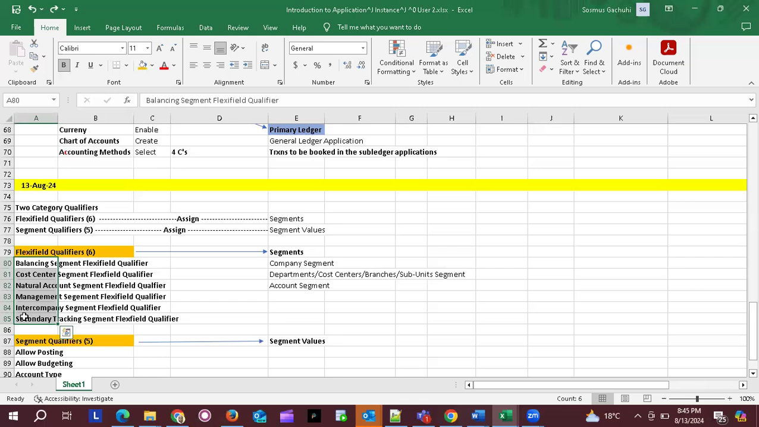Flexfield qualifiers. So at the end of the day, you'll be working with a minimum of 3 mostly, because in most cases there must be a company, and a company has departments, and those departments have accounts. So those accounts will be tracked under the departments and also through departments under the company. So it's not compulsory. Okay, thank you.